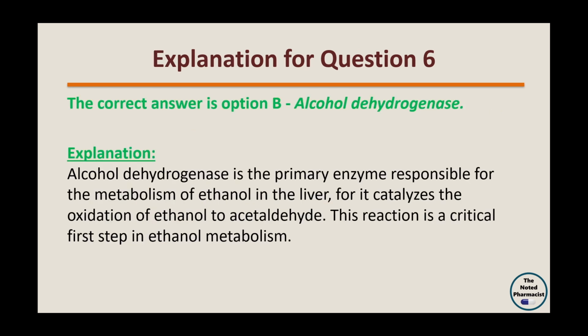The explanation is as follows. Alcohol dehydrogenase is the primary enzyme responsible for the metabolism of ethanol in the liver, where it catalyzes the oxidation of ethanol to acetaldehyde. This reaction is a critical first step in ethanol metabolism, enabling further breakdown of acetaldehyde into less toxic compounds via additional enzymatic processes.